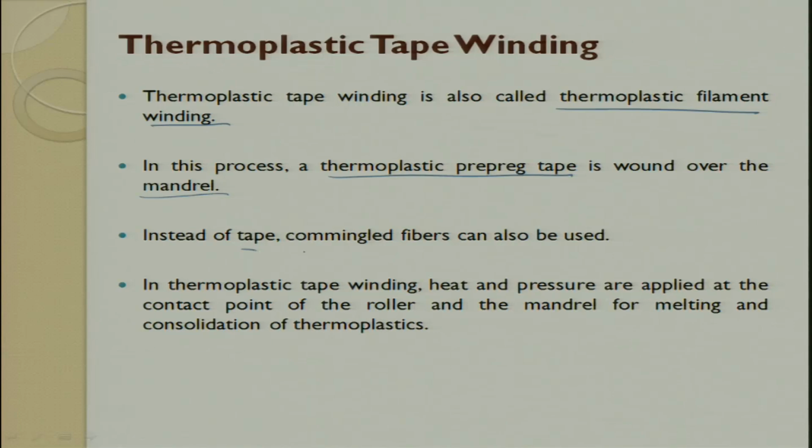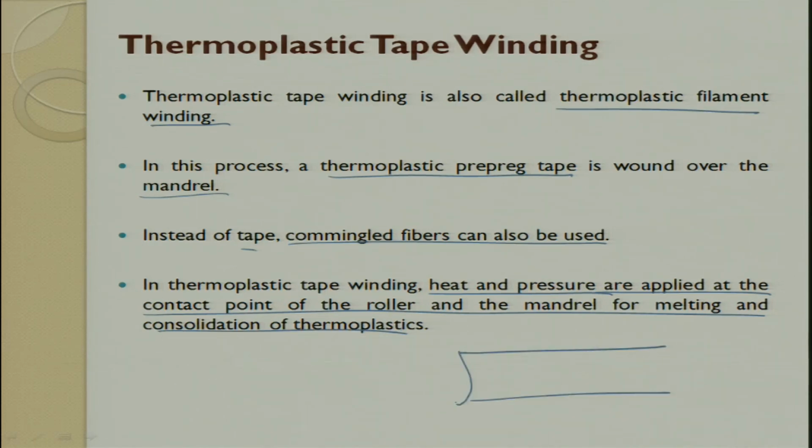So instead of tape, fibers can also be used to get the required output. The tape, after the winding, is heated and pressurized, and pressure is applied at the contact points of the roller and the mandrel for melting to happen, and the consolidation of the thermoplastic happens.